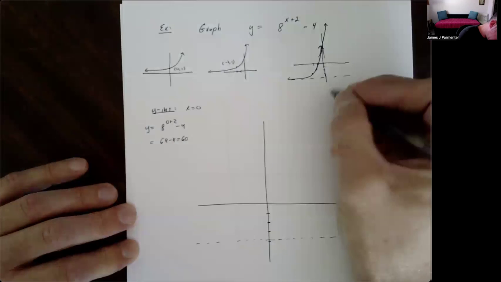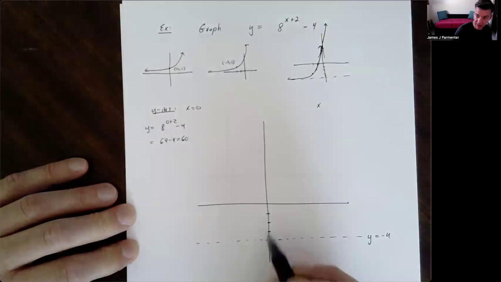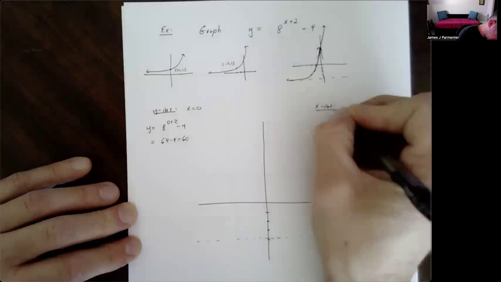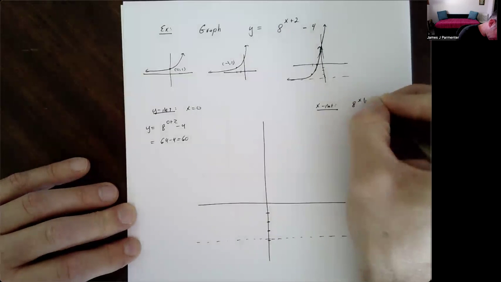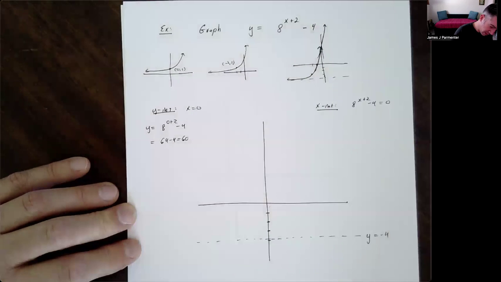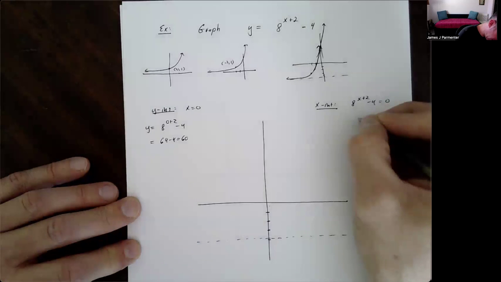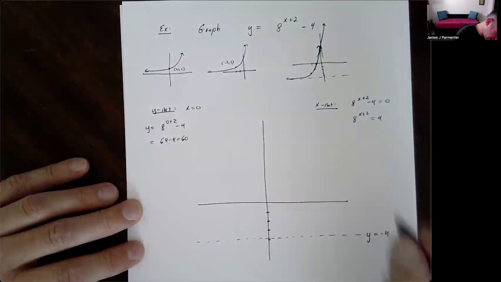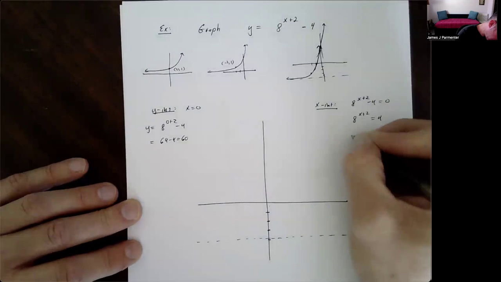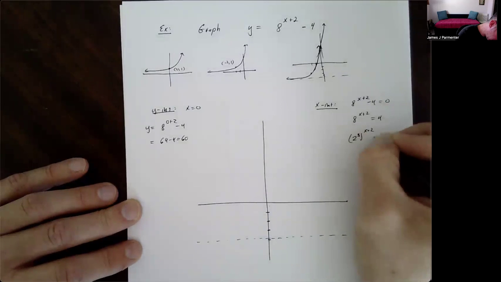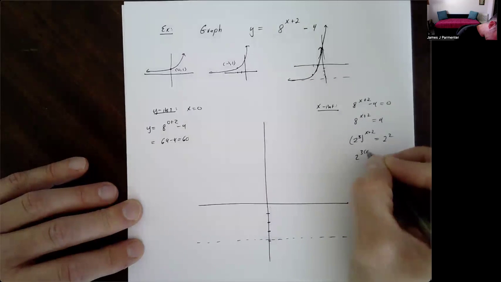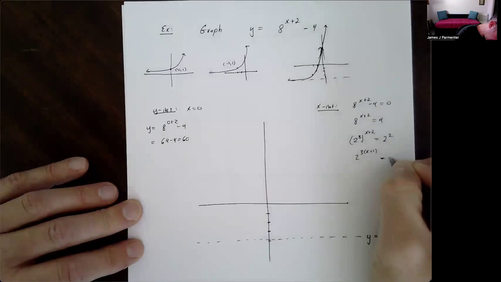And then my x-intercept. This is where I probably made a poor choice marking this way. We'll live with it. For my x-intercept, I'm going to set the whole thing, 8 to the x plus 2 minus 4, equal to 0. I'm going to add 4 to both sides, so I have 8 to the x plus 2 equals 4. I'm going to write both sides as powers of a common base. So 8 is 2 to the third, to the x plus 2. 4 is 2 squared. Then I have 2 to the 3 times x plus 2 equals 2 to the second.